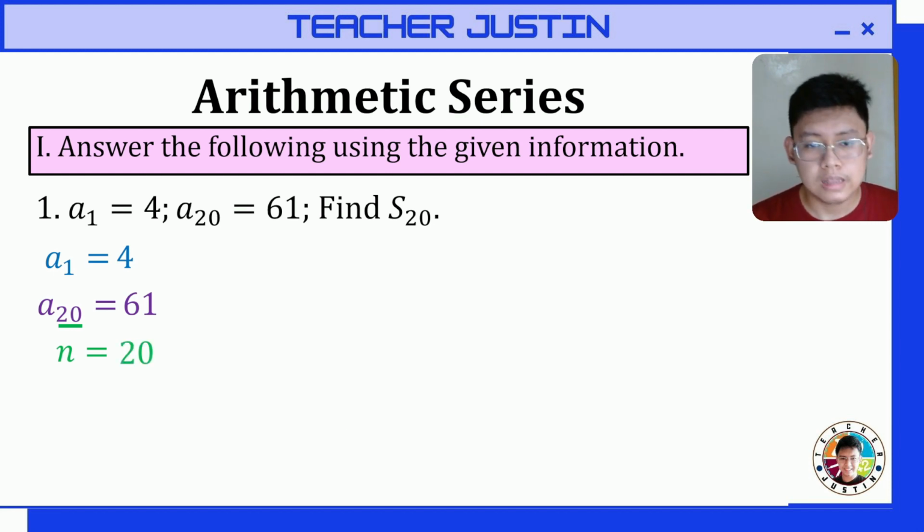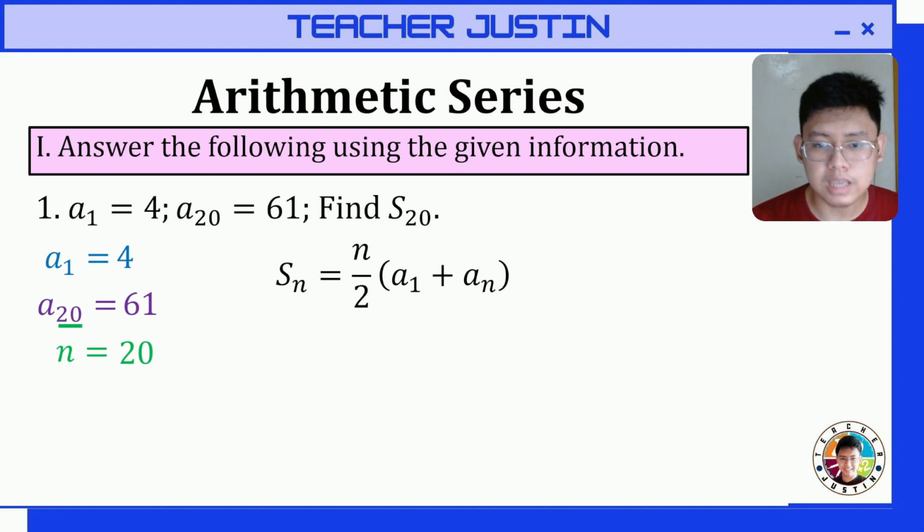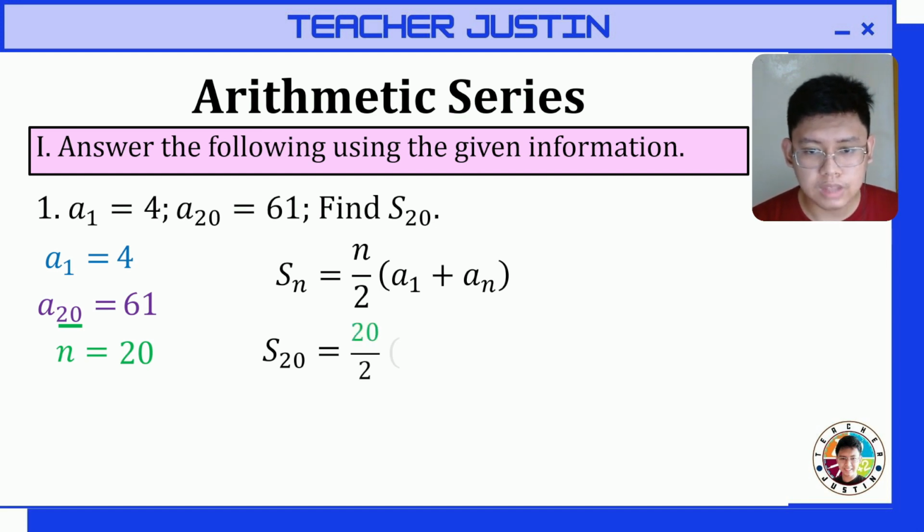Okay. Now, the formula that we're going to use, since we're given the first term and the last term, is going to be S sub n is equal to n over 2 times the quantity a sub 1 plus a sub n. Now, let's substitute our given. We have S sub 20 is equal to 20 over 2 times the quantity 4 plus 61. Ayan.